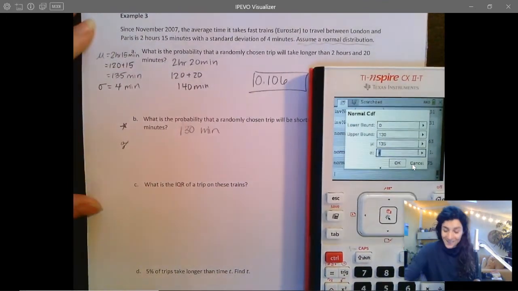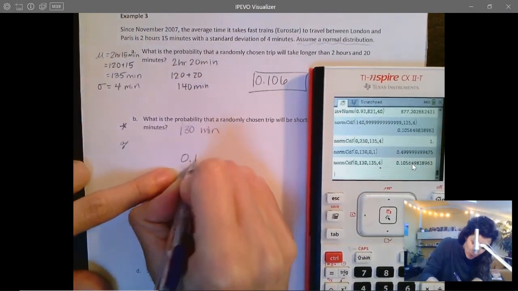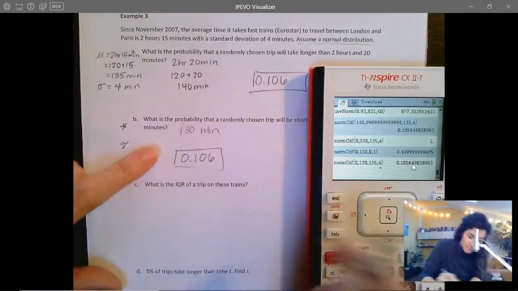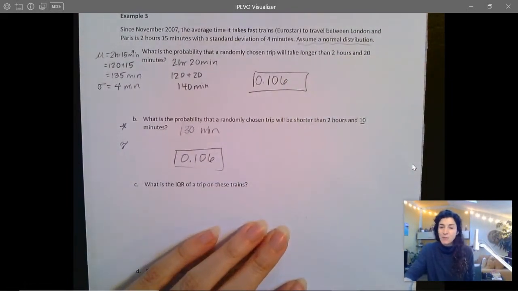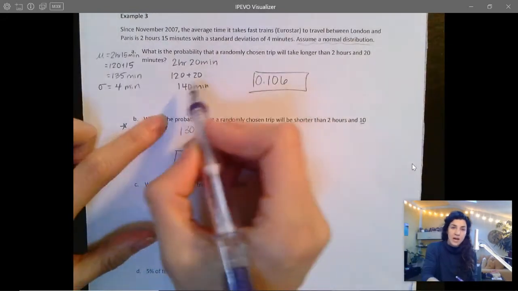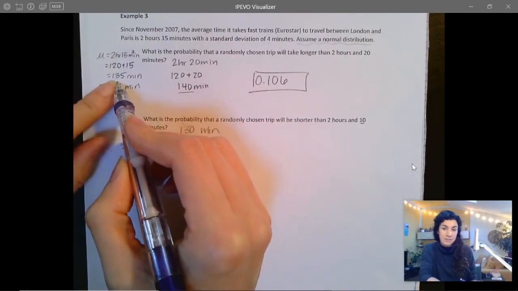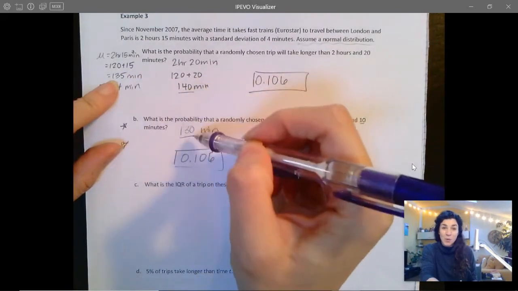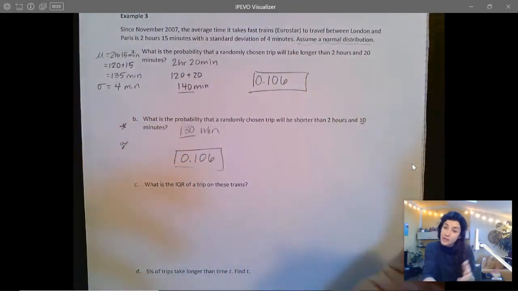Okay, so calculating that, we have, again, 0.106. So maybe you got to this point and you were like, wait a minute, that's the exact same probability. And I hope that you took a second and looked at these numbers. 140 minutes and 130 minutes. Compare them to the mean. They are both 5 minutes on either side, which is not quite our standard deviation, but close.